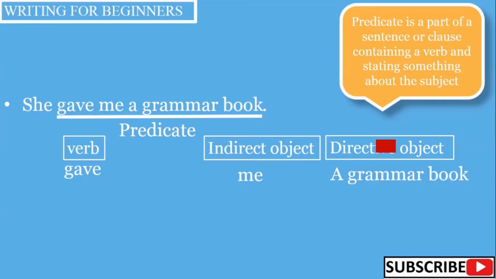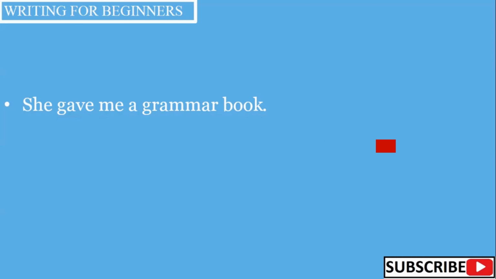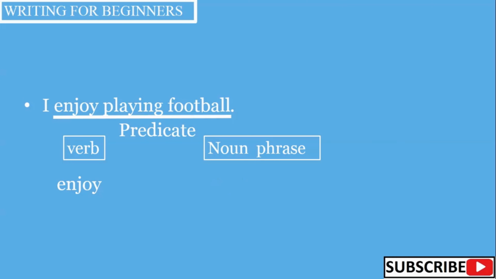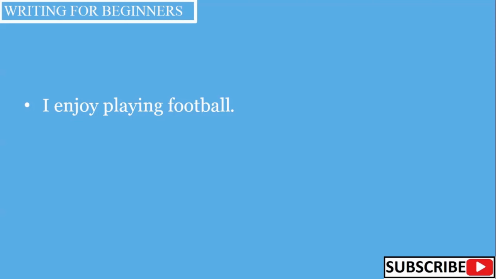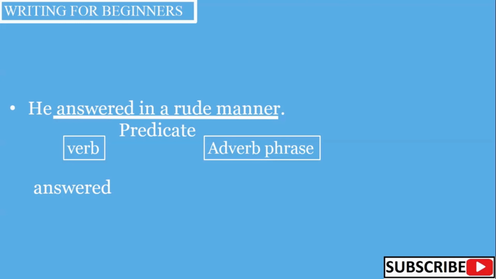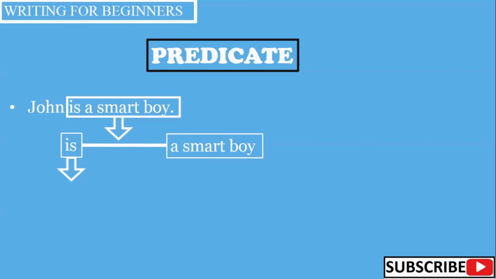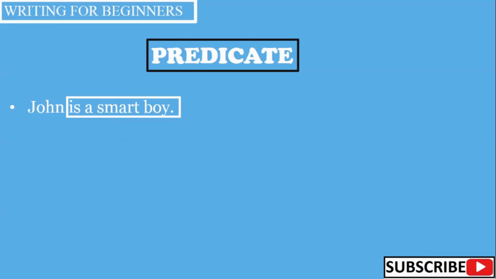So in this video you went through some new concepts: adverb phrase, adjective phrase, noun phrase, the direct object, and the indirect object. We will talk about all of these in detail in other videos, but for the time being you can understand with the help of this video what a predicate is. I hope you got this, what a predicate is, and we went in depth here today.